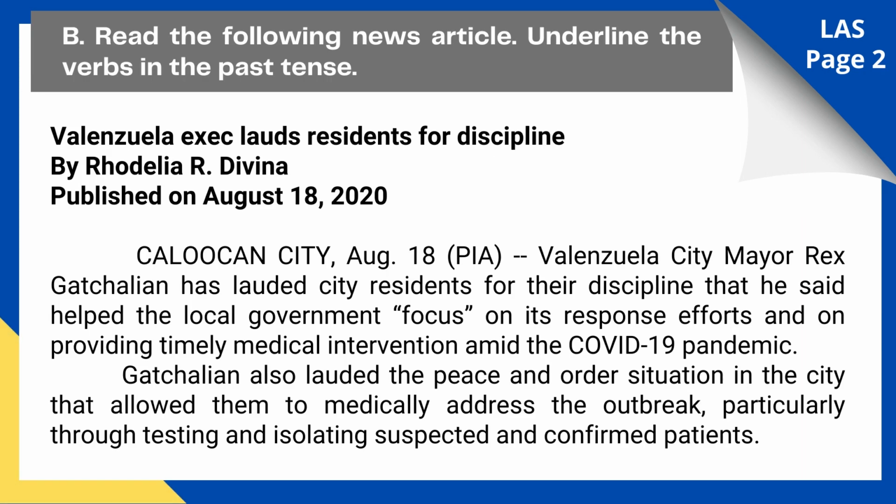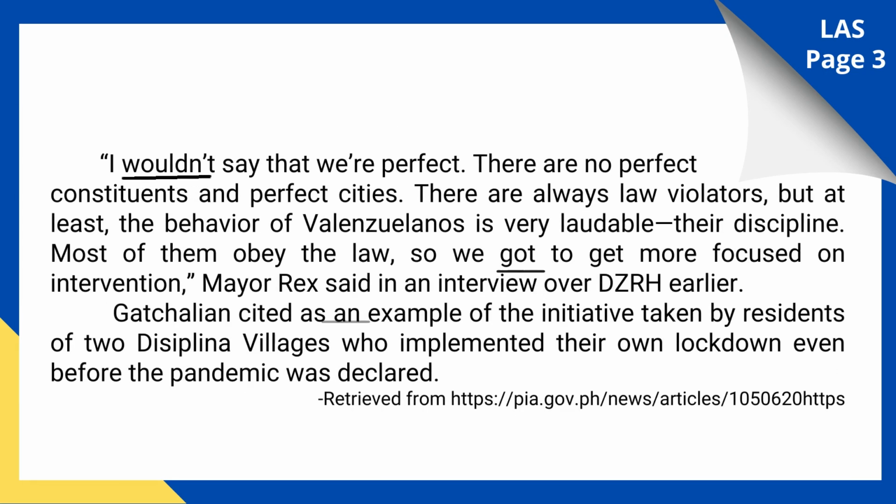Three minutes is up. Let's check your answer. For the first part of the news article, the verbs in the past tense are published, said, helped, lauded, and allowed. And then we have wouldn't, got, cited, said, and implemented.